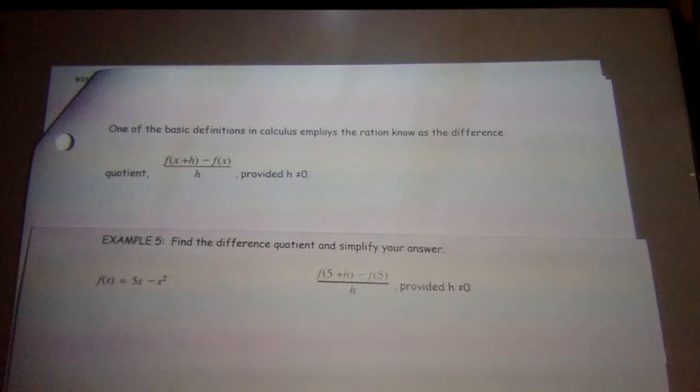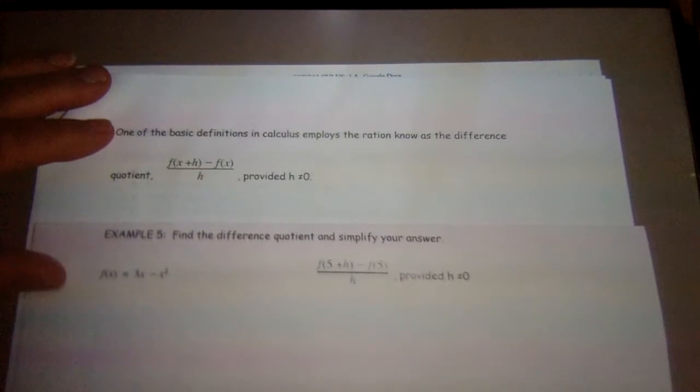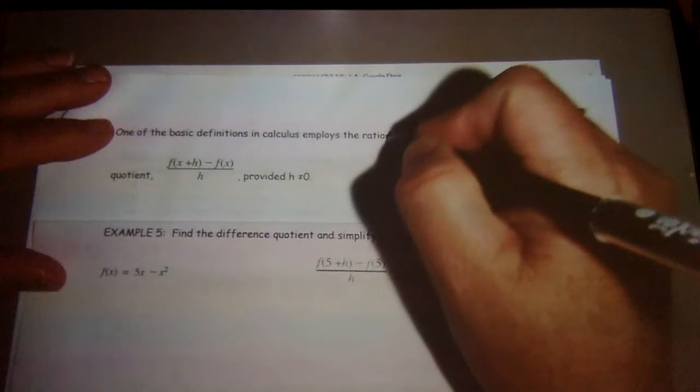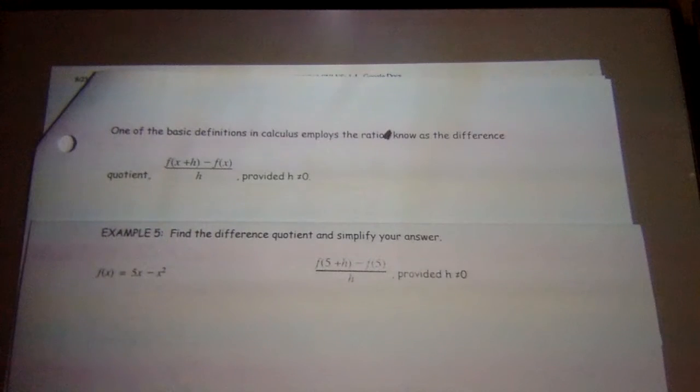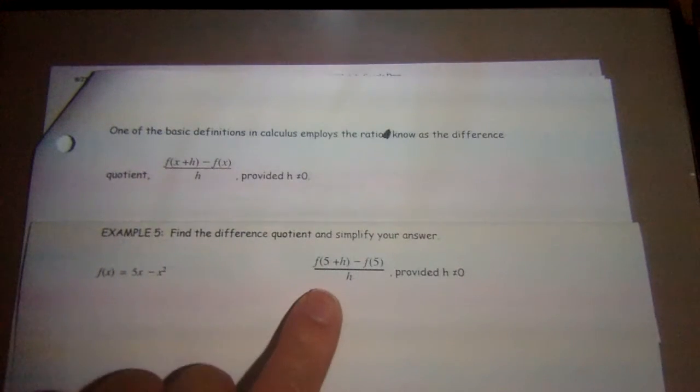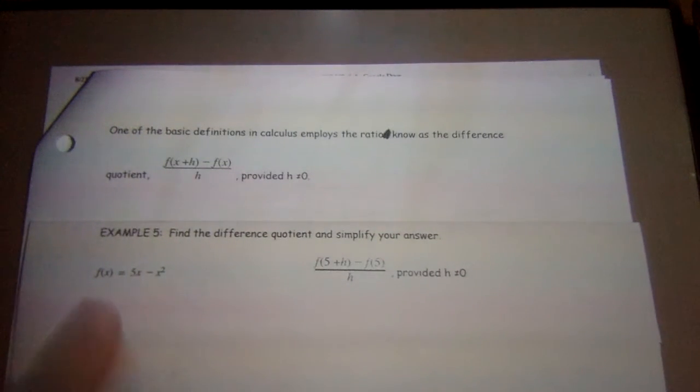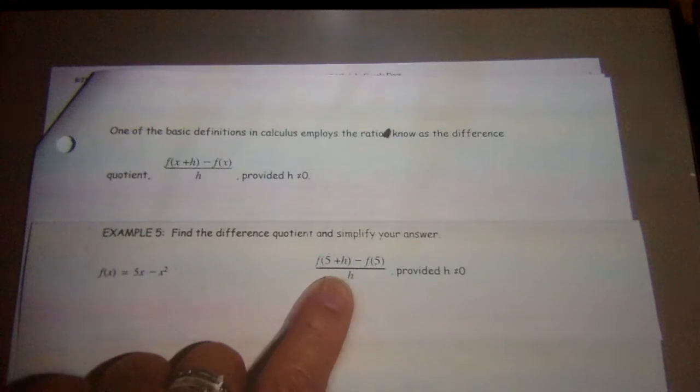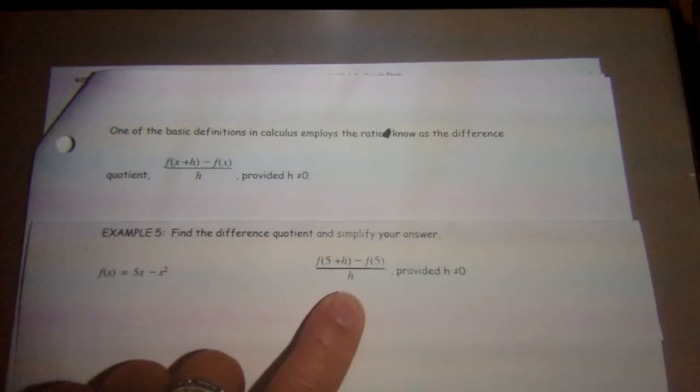Yes, I threw that word calculus in here. One of the basic definitions in calculus employs the ratio known as the difference quotient, f of x plus h minus f of x over h, provided h is not 0. If you're going to take calculus, we'll get into it and talk about this a little more. But what you need to know is when you go to calculus, I expect you to know how to do this. So how do I find f of 5 plus h minus f of 5 over h?